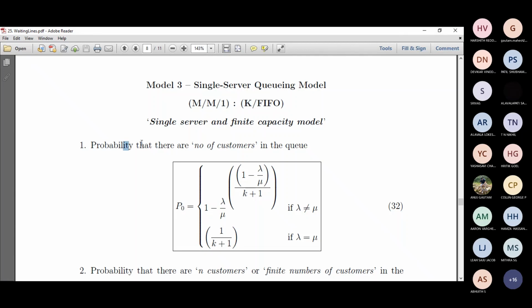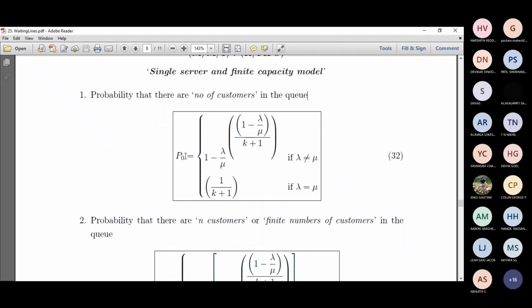The probability that there are no customers in the system, P0, if lambda is not equal to mu, meaning the inter-arrival rate is not equal to the service rate, is given by this formula. But if lambda equals mu, the inter-arrival rate equals the mean service rate, then it is 1 divided by K plus 1. Otherwise, it is 1 minus lambda by mu, or you can take it as rho, divided by 1 minus lambda by mu, or rho, to the power K plus 1. This is the whole power, so that's why I put it above this.